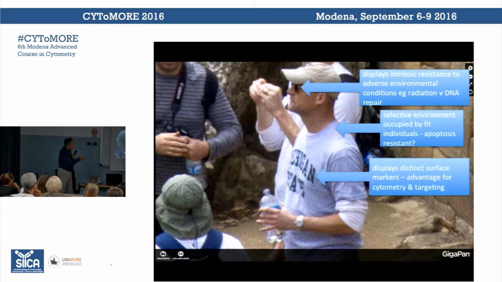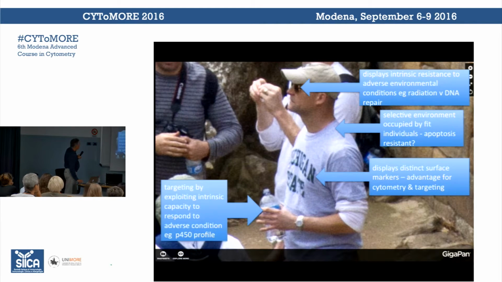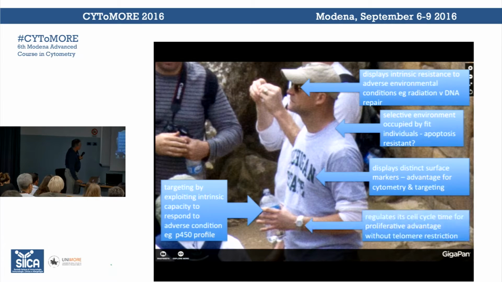You'll also see that it has a CD marker, what we call a cluster of differentiation, a CD marker on the surface here, which displays distinct markers for us, for the cytometry community, to identify, if not target, and we'll get to that. They also have an enormous capacity to respond to stress within the system. And sometimes, for example, if there is an enhancement of P450 profiles within the cell, you can actually use that in some way to target agents to that, and we'll come to that.